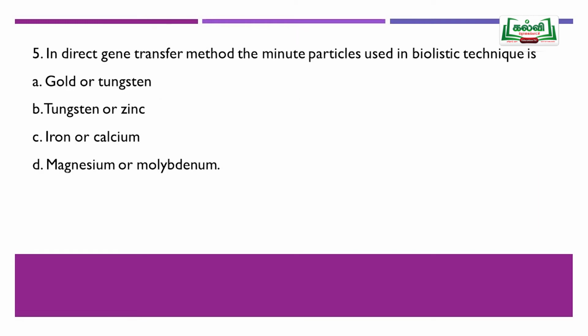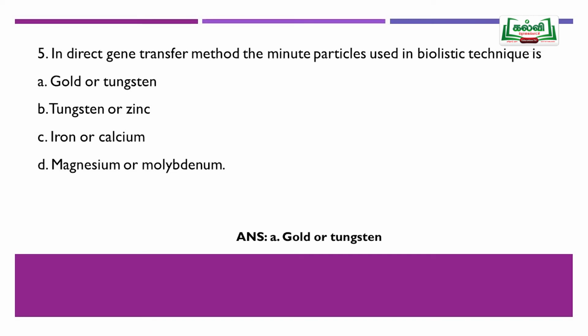Next, in the direct gene transfer method, the minute particles used in the biolistic technique, that means in the gene gun technique, what is the minute particle we are using, on which we coat the DNA? The options given are gold or tungsten, tungsten or zinc, iron or calcium, magnesium or molybdenum. In the biolistic gun, precious metals which are inert and never react with any other molecule are used. That is why the minute particles here are gold or tungsten.